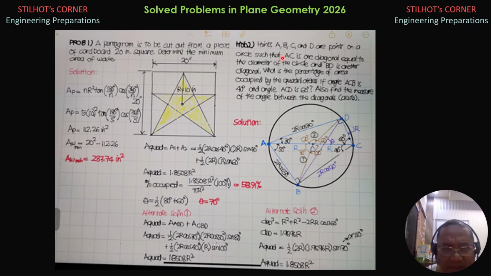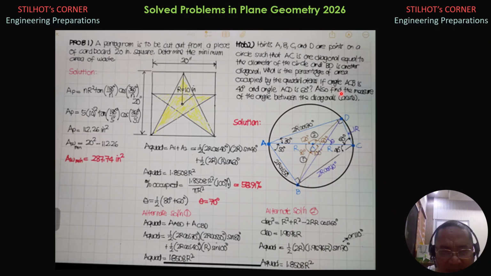Next, problem 2. Points A, B, C, and D are points on a circle such that AC is one diagonal equal to the diameter of the circle, and BD is another diagonal. What is the percentage of area occupied by the quadrilateral? So we compute the area of the quadrilateral divided by the area of the circle times 100%. That's the percentage of area occupied by the cyclic quadrilateral in particular.